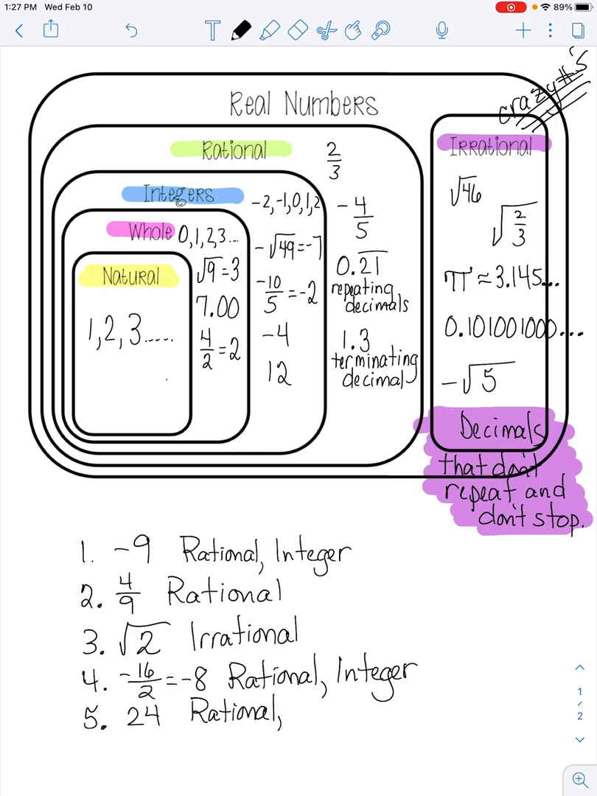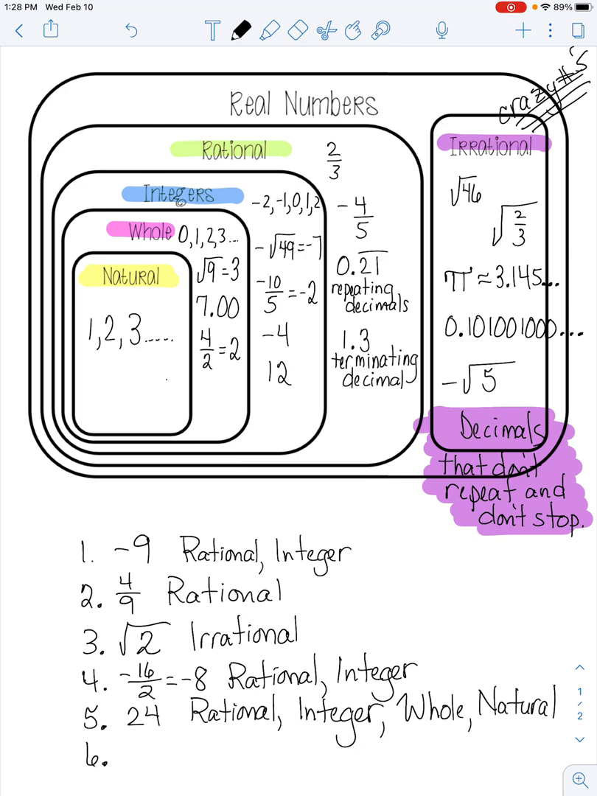And now let's look under rational. Is it an integer? Is it a positive or negative whole number? Yup. Next, is it a whole number? Is it a positive whole number? Yes. Oops. Put whole instead of well. And is it a natural number? Like, is it a number we would use to count things? Yes. So 24 is all of these things. It's rational, integer, whole, and natural.